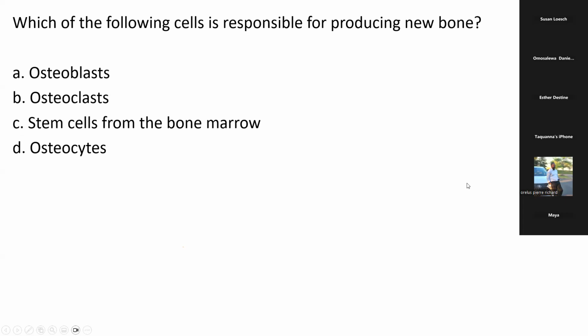This is chapter 9. So let's see what you know about chapter 9. Osteoblast makes the new bone. Osteoclast does what? Destroys or breaks it down. And what are osteocytes? The new cells. Yeah, those are those bone cells, right? They're the most common bone cell.